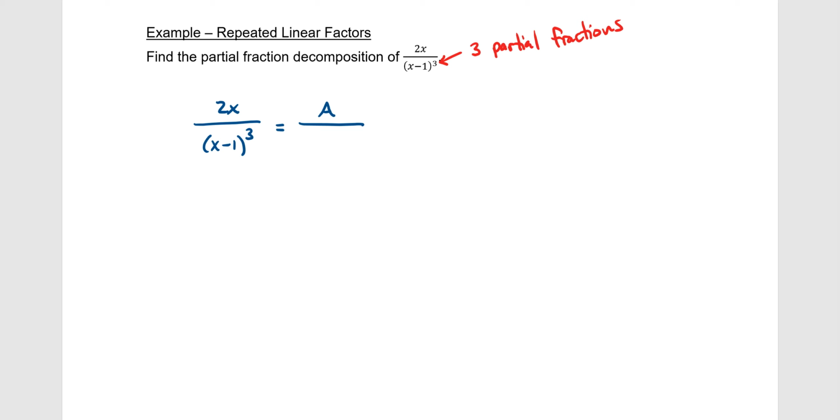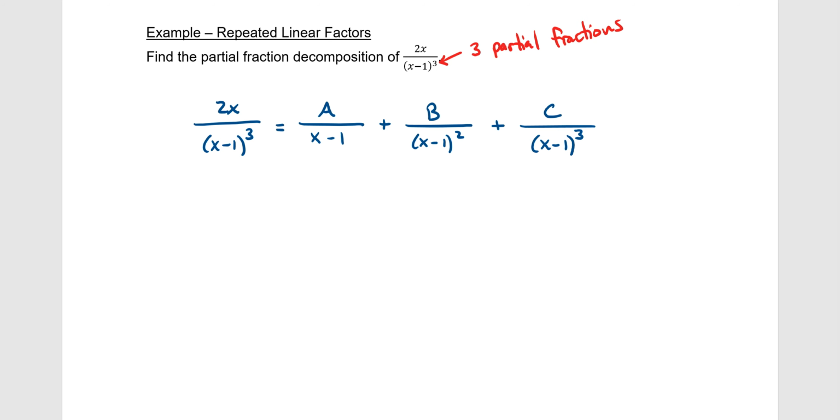So the three partial fractions we're going to have: the first factor has an exponent of 1, so that's just A over x minus 1. The second one is B over x minus 1 squared, since it has an exponent of 2. And the last one has an exponent of 3, C over x minus 1 cubed. So if you have a repeated factor, you start with the exponent of 1, and you keep on increasing it until you get to that exponent.